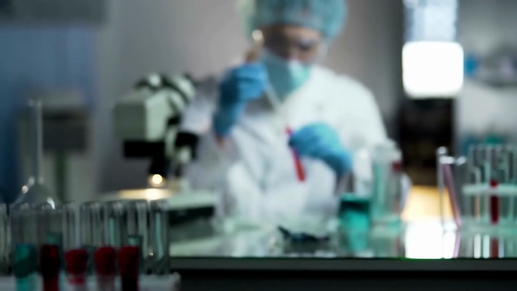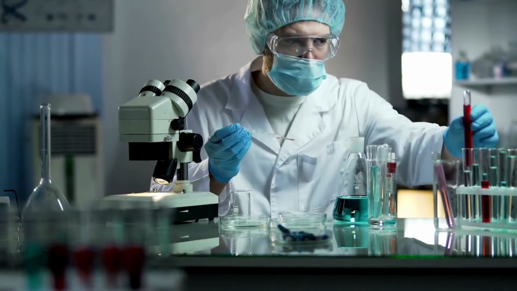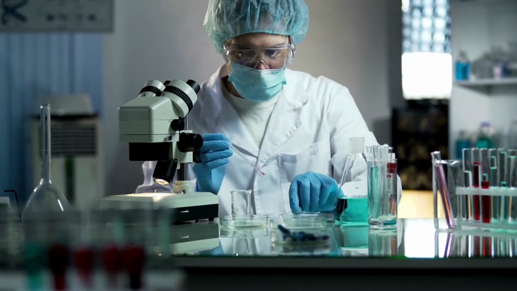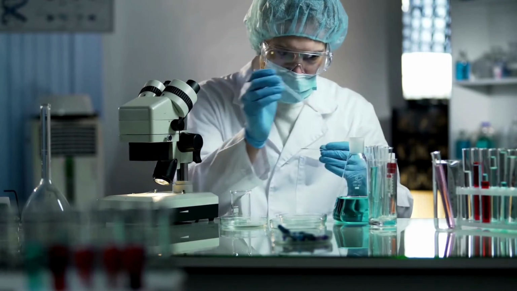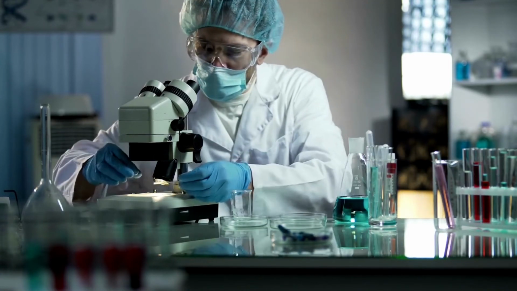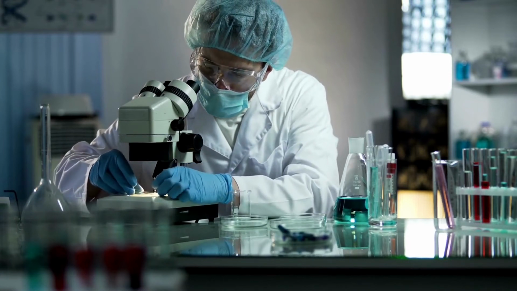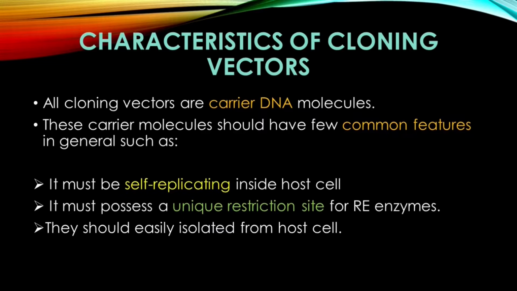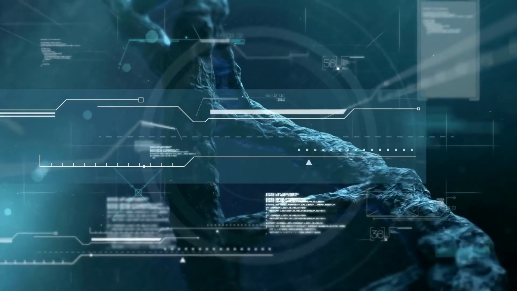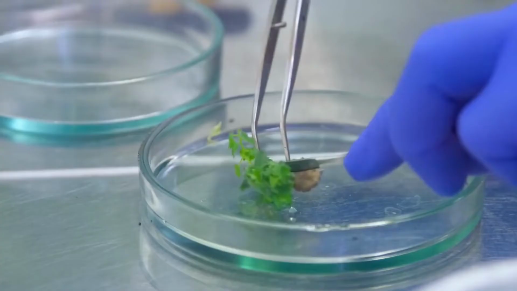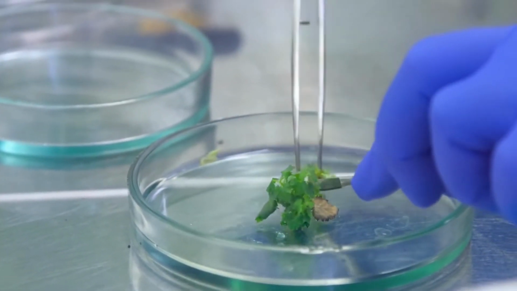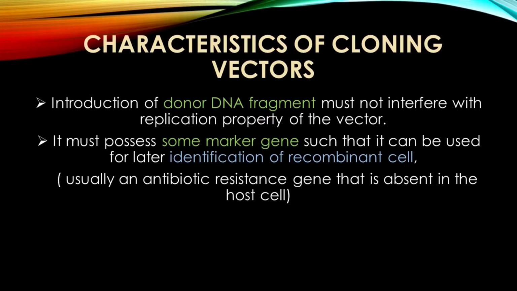All the cloning vectors are carrier DNA molecules, and these carrier molecules should have a few common features in general, such as it must be self-replicating inside the host cell, it must possess a unique restriction site for restriction enzyme, and it should be easily isolated from the host cell. It must possess some marker gene such that it can be used for later identification of recombinant DNA, usually an antibiotic resistance gene that is absent in the host cell. And introduction of the donor DNA fragment must not interfere with the replication property of the vector.